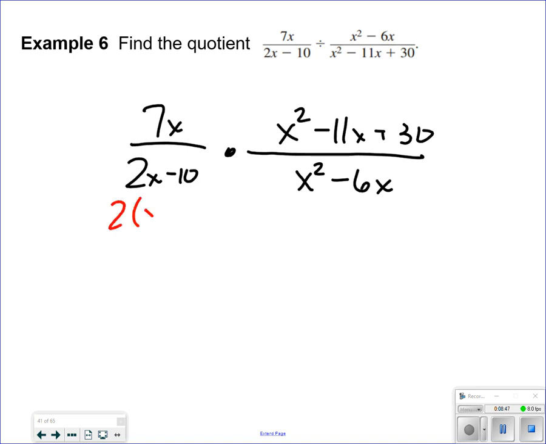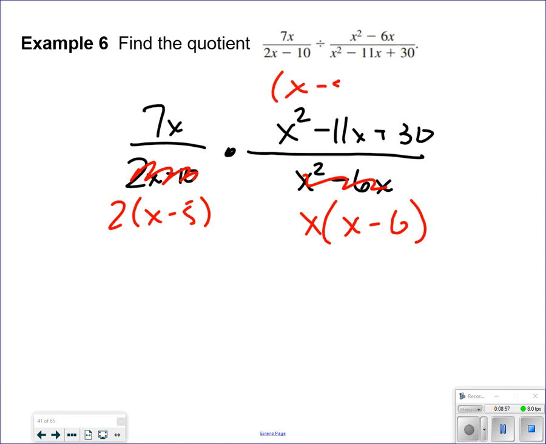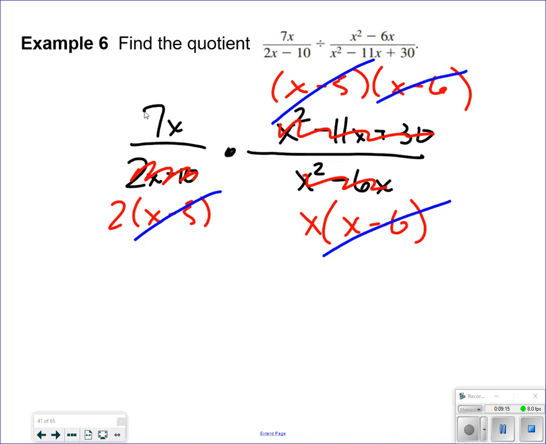So this one I can take a 2 out. So that one's been factored. This one I can take an x out. So that one's been factored. This one, x minus 5 and x minus 6 are factors of 30. That gets you negative 11. So now that I have factored everything, now I'm going to start looking to cancel things. X minus 5 cancels with x minus 5. X minus 6 cancels with x minus 6.